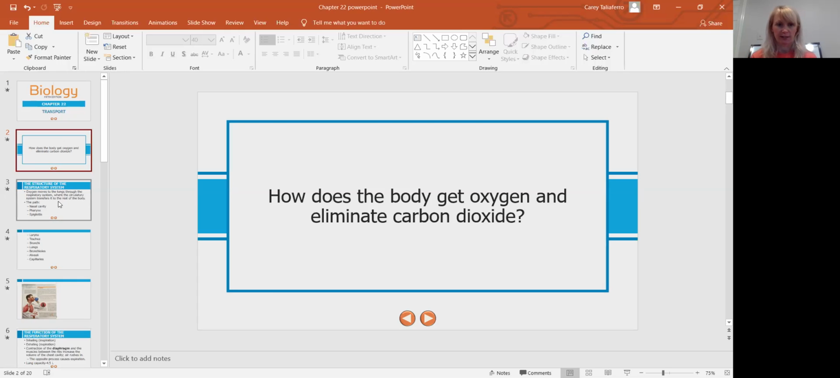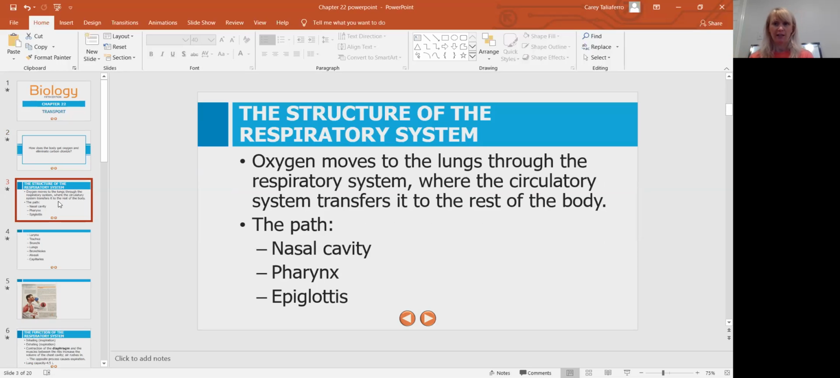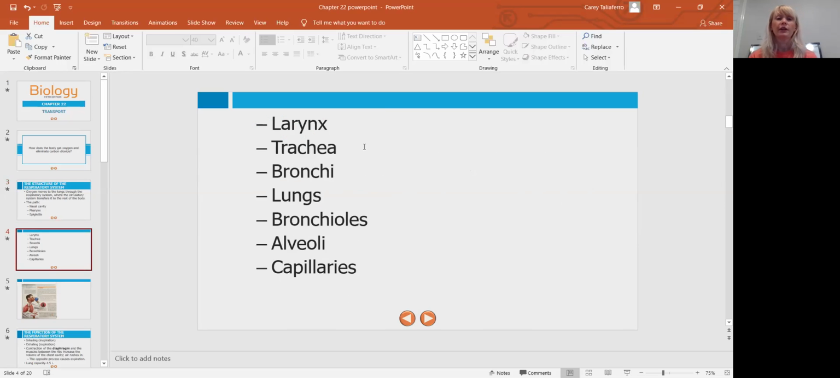So when you talk about the respiratory system, there are several parts to that. It's not just lungs. So the oxygen has to move into the lungs through the respiratory system, and then the circulatory system takes over and transfers that oxygen to the rest of the body. So I'm going to outline quickly the path that's going to be listed in steps, and then we're going to look at a page in your book where this goes into more detail, and we will discuss that. So the path is going to involve the nasal cavity, in through the pharynx, down to the epiglottis, through the larynx, the trachea, the bronchi, lungs, bronchioles, alveoli, and capillaries, which are tiny blood vessels.